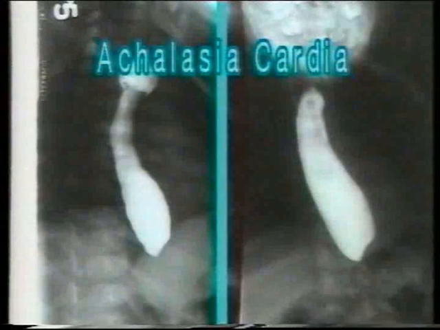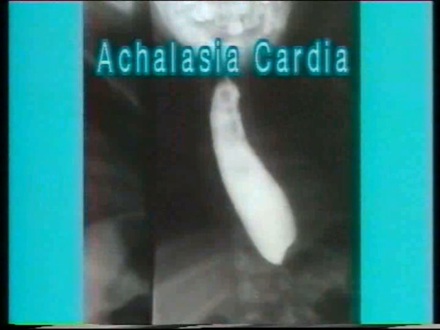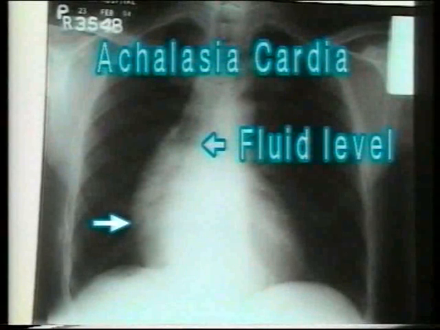This is another child showing achalasia cardia. Note the dilatation of the esophagus with sudden but smooth narrowing. On a plain X-ray, the dilated esophagus may be seen as a mediastinal soft tissue shadow to the right of the midline. Note the large soft tissue shadow along the right of the mediastinum.